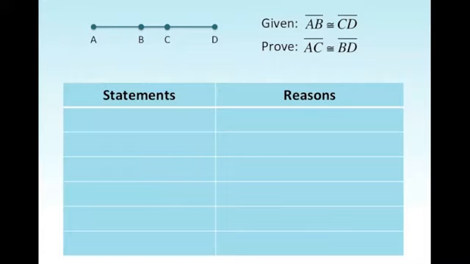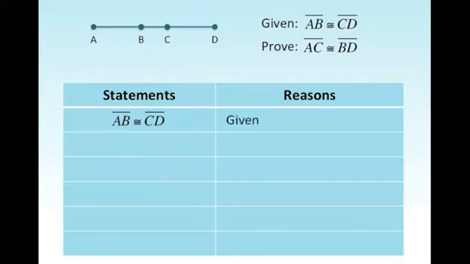You can see in the diagram there that we have some segments that are all end-to-end, and we've been given that segment AB is congruent to segment CD, and we're trying to prove that segment AC is congruent to segment BD. So let's start this proof off the way that you start every proof. That is with the givens. So segment AB is congruent to segment CD. And of course the reason is given.